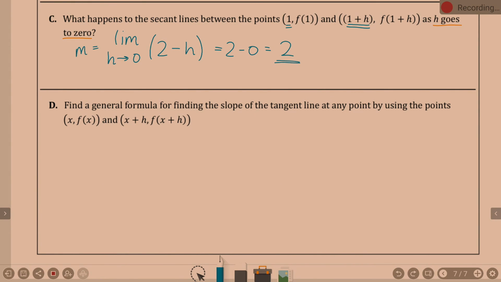Find a general formula for finding the slope of the tangent line at any point by using the points x and x plus h. So this is going to be going back to using our limit formula. Basically, we're practicing finding a derivative. So this is going to be the slope of the tangent line. This is going to be f of x plus h minus f of x all over h.